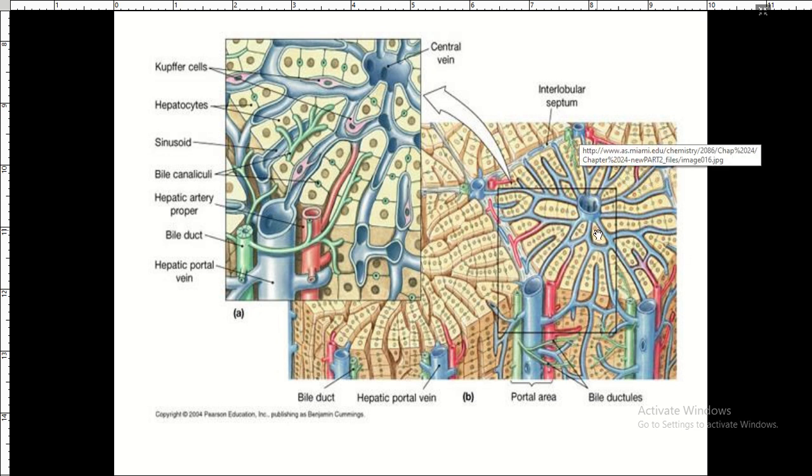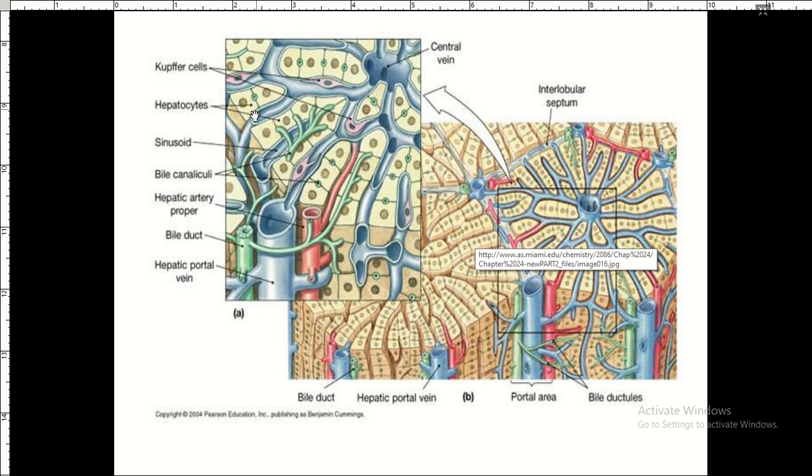with a central vein in the center. So blood is going to move from this portal triad towards the central vein, right? So if you look at this portion, you can actually see these are the Kupffer cells, another Kupffer cell over here, another Kupffer cell over here, which are macrophages, right?